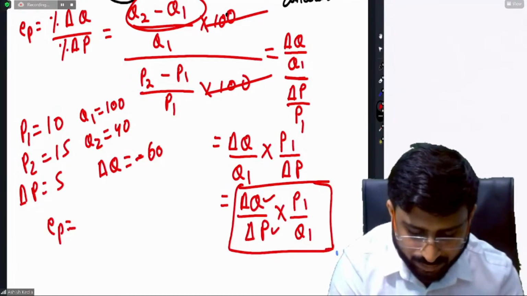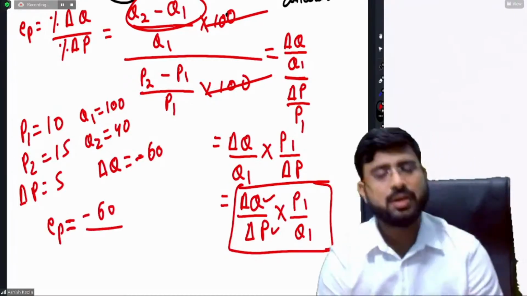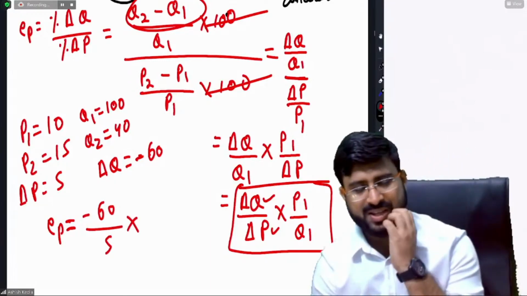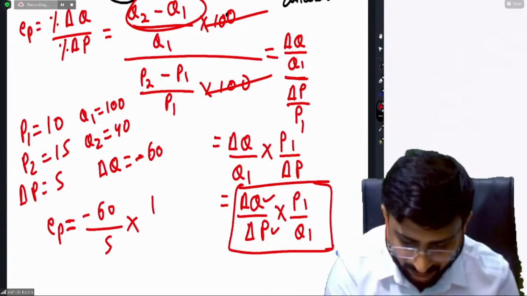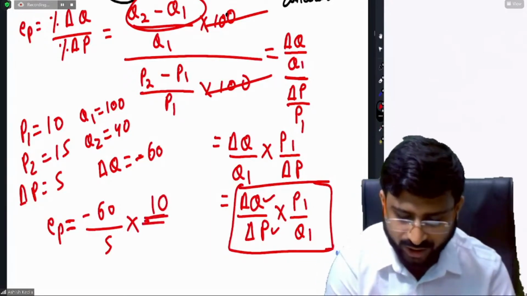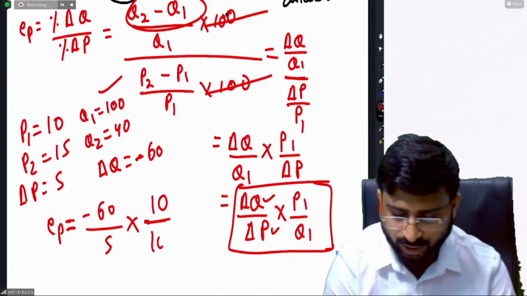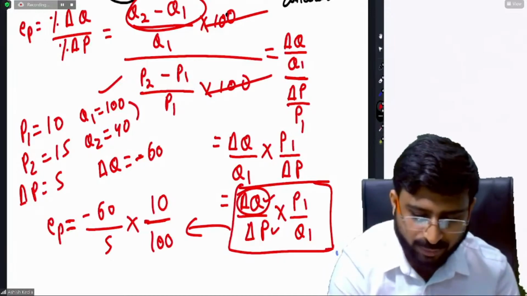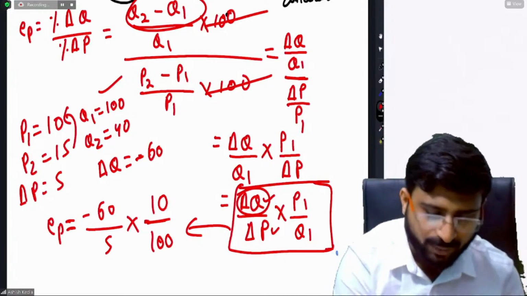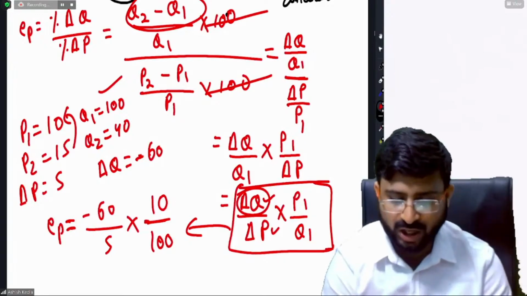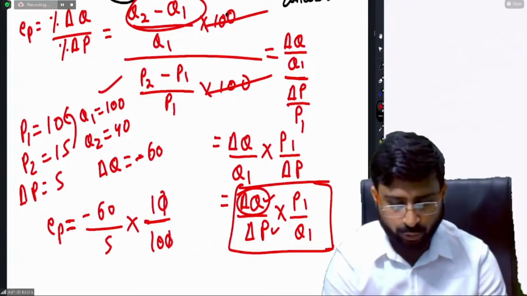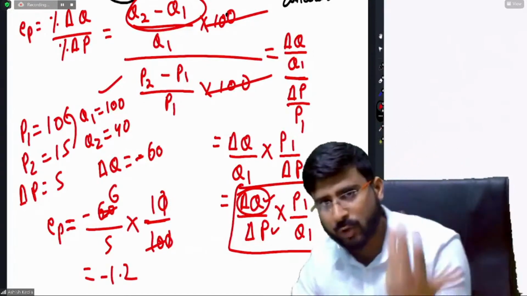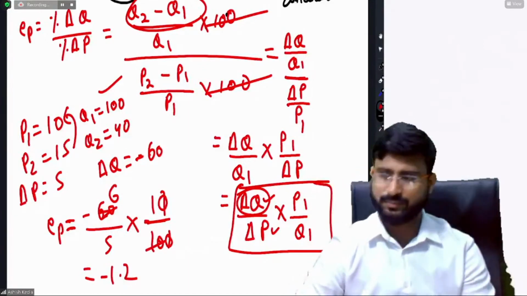Change in quantity is minus 60, by change in price, 5, into original price, 10 rupees, by original quantity, 100. You see the same formula I have applied. Change in quantity is 40 minus 100, minus 60. Change in price is 15 minus 10, 5. P1 is original price, Q1 is original quantity. If you cut it, you will get the same answer, minus 1.2. So both formulas can be used under the percentage method.